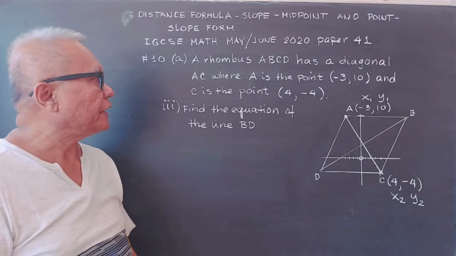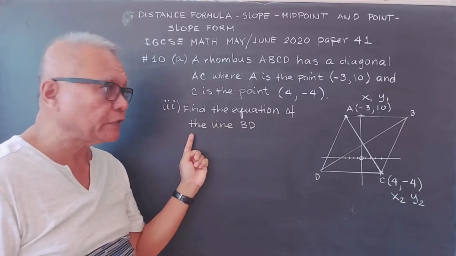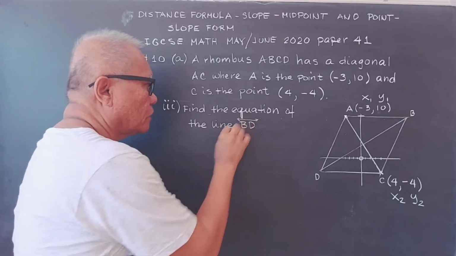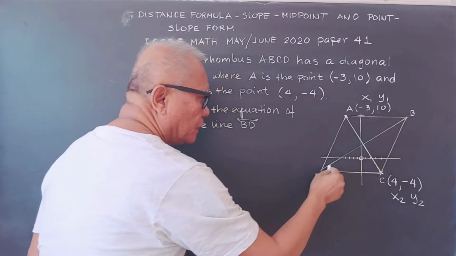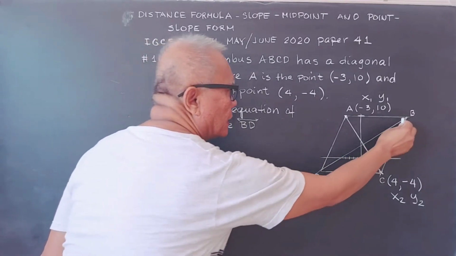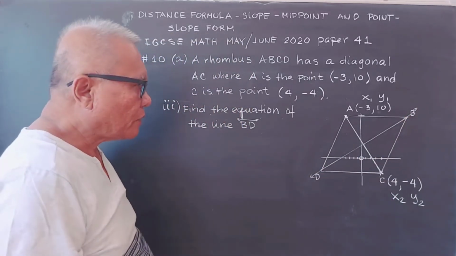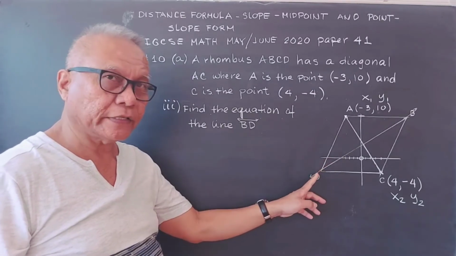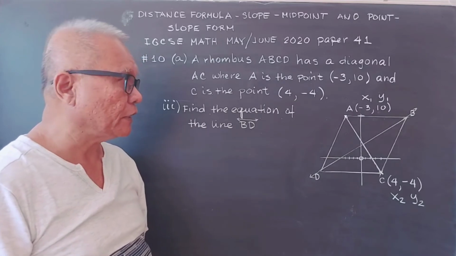Okay, we have 10a, I. Find the equation of the line BD. So we are going to find the equation of this BD. Where's that BD? Here, from here to here. Actually, that is a line here. Now, we have a problem here because we don't know the coordinates of B and D. So we're not going to find the coordinates of points B and D.